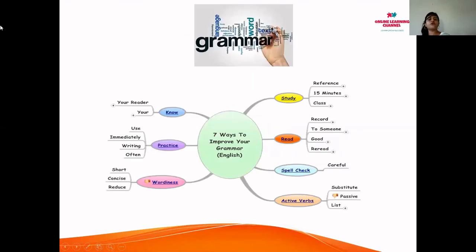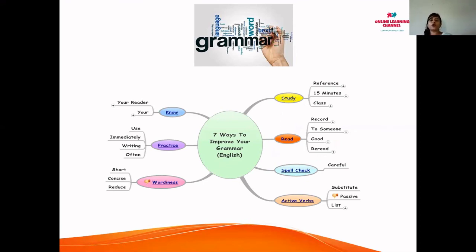7 ways to improve your grammar. First of all, you must know your reader. Practice, and you must have immediate practice. You must practice your writing often, and so on. Wordiness: be careful of your word count. It must be short and concise. You must reduce your words.